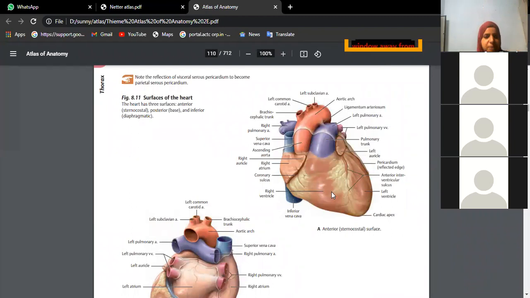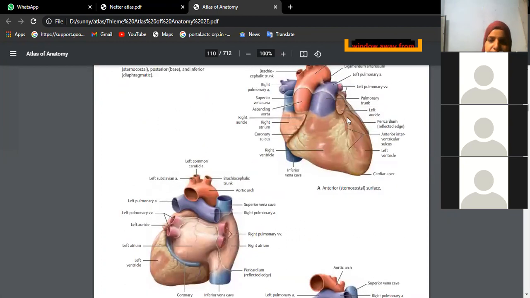So what surface is this? Sternocostal surface. The borders are: upper border, right border, left border, inferior border. The upper border is formed by right atrium. From here till here is right ventricle. Then this is left auricle and a part of left ventricle.